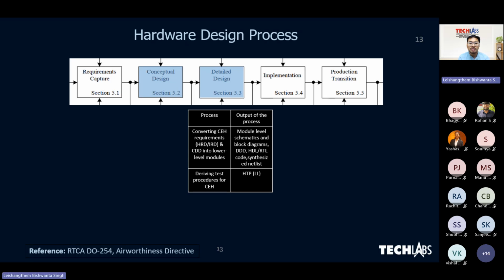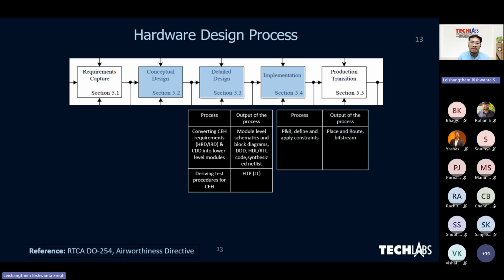Once we are done with the detailed design, we can move on to the next stage of DO-254, that is the implementation stage. In the implementation stage, we'll be taking the output of detailed design data, the RTL or the analysis data, or the synthesis file as an input, and we will be performing placement and routing, defining and applying the constraints.